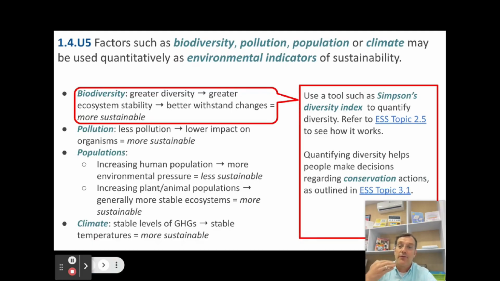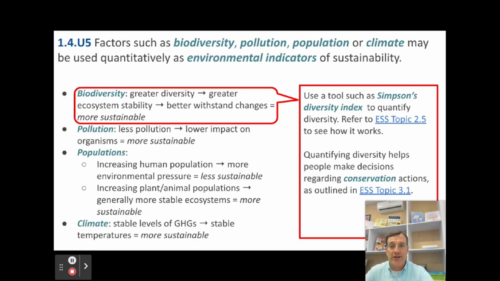All right. First, biodiversity, pollution, population, or climate can be measured. We can get quantitative numbers from them and use those to indicate sustainability. That's why they're called environmental indicators. And there's a bunch of different ways to measure or assess those indicators.